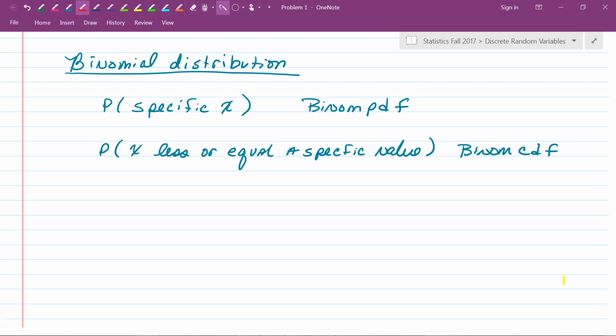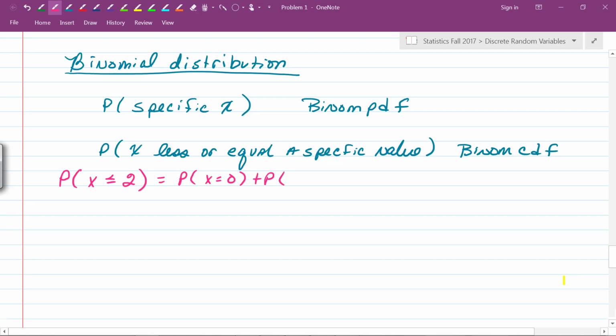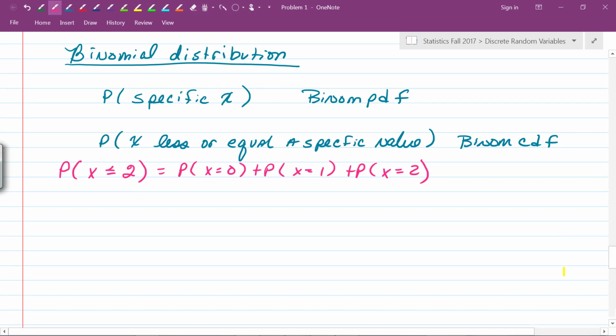So when you look at our question here, we were asked to find the probability that x is less than or equal to 2. That means we want the probability that x is equal to 0, plus the probability that x is equal to 1, plus the probability that x equals 2. We're going to include the value 2 and everything before that. So in this case, it would be very appropriate to use the binomcdf.